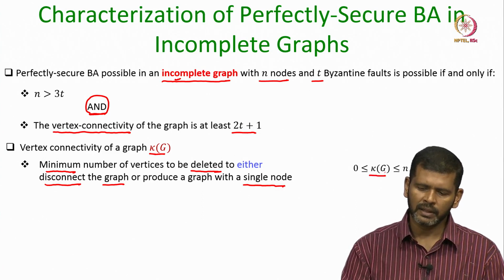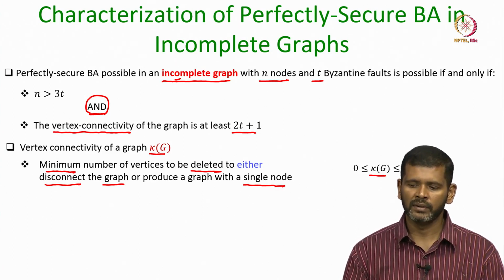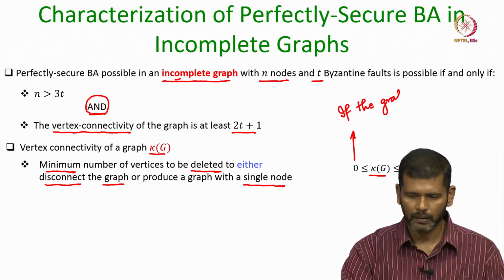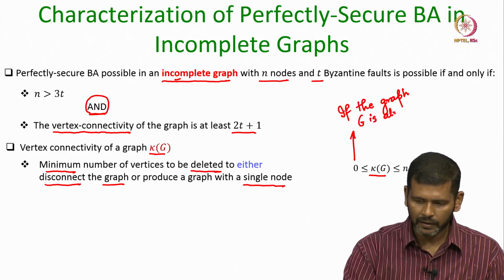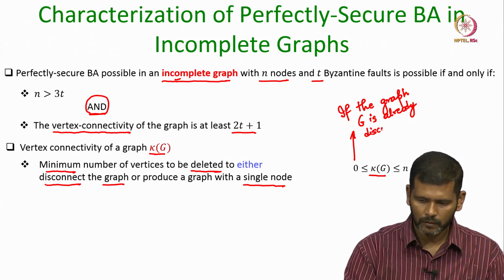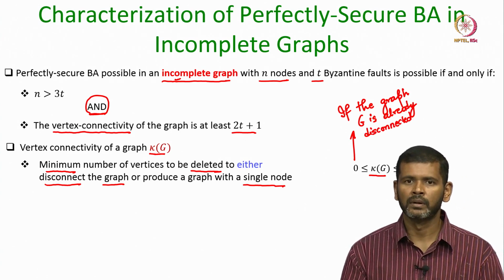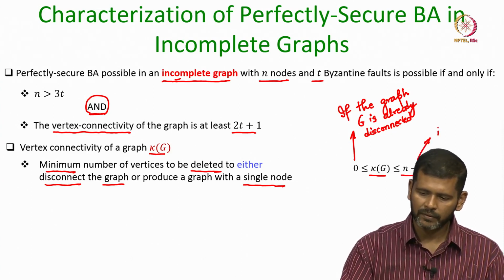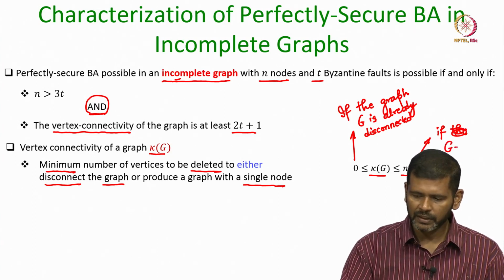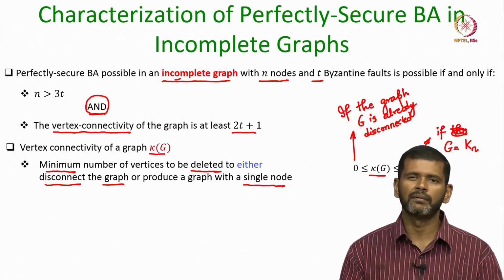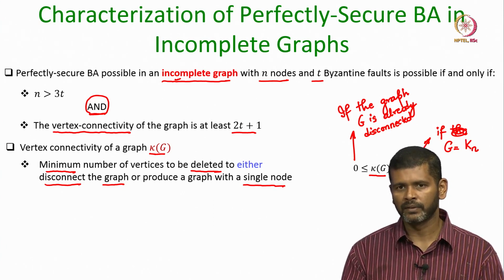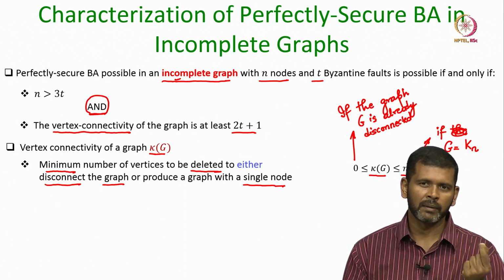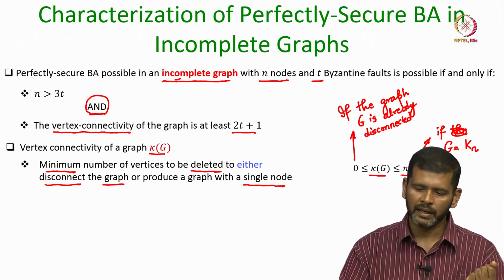And it is easy to see that kappa of G will be a quantity in the range 0 to n minus 1. It is 0 if the graph G is already disconnected, that means I do not have to delete any node to disconnect the graph G. Or the vertex connectivity could be n minus 1 if the graph G is a complete graph with n nodes, because in a complete graph, where there is an edge between every pair of vertices, even if I delete up to n minus 1 nodes, I cannot disconnect the graph. I can only ensure that I am left with a graph consisting of a single node if I delete n minus 1 nodes.